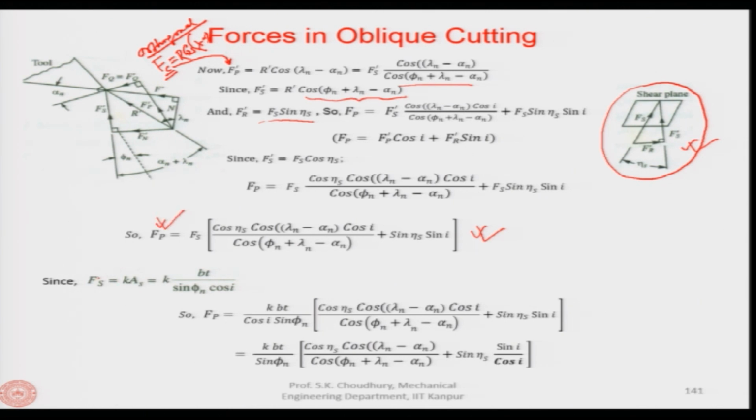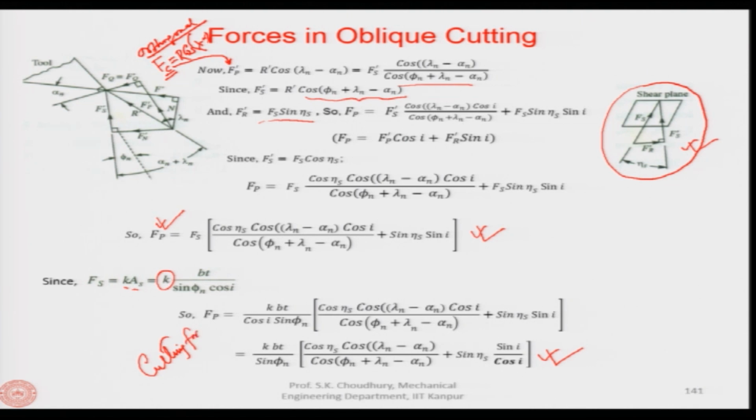Now, the Fs, that is the shear force, is equal to, as we said earlier, the stress and the area of the shear plane, which is equal to Bt by sin phi n into cos I, which is the area, and K is the shear stress. So, therefore, Fs can be replaced by this value here, and then if you simplify, this will give you the expression as follows.